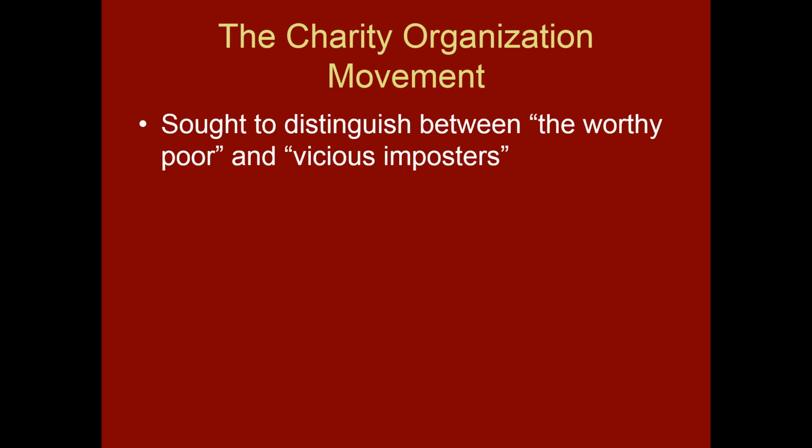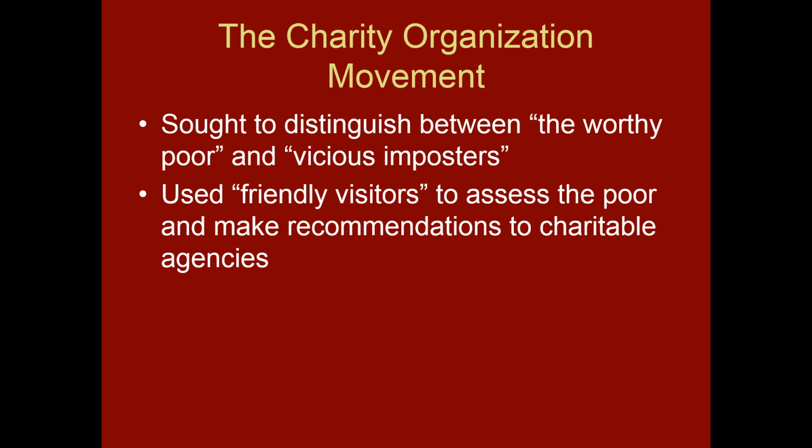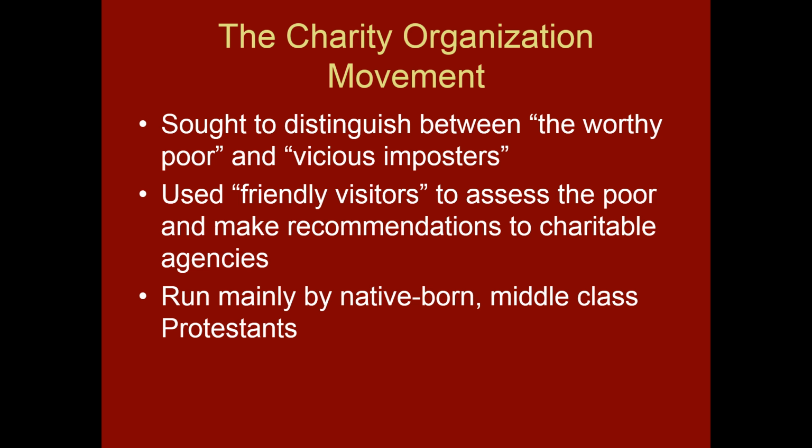Some people who are unable to help themselves are deserving of aid, but others could help themselves, and they are considered fakes, imposters. Now, the challenge then was to distinguish between the two, to tell which was which. So these were private organizations, these charity organization societies, and they used middle-class volunteers that they called friendly visitors to go around to the homes of poor people and make recommendations to the charity organization society, which would then make that information available to charitable agencies.